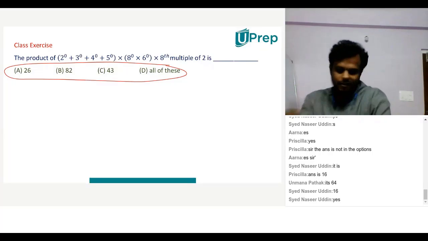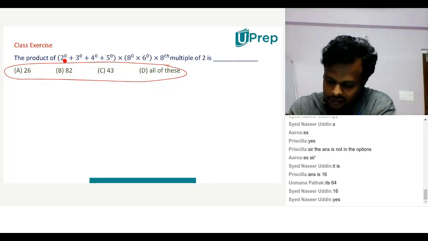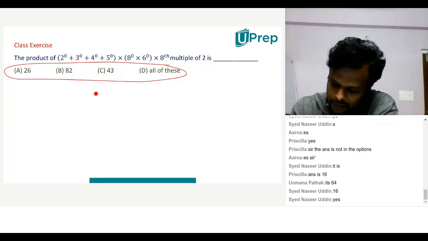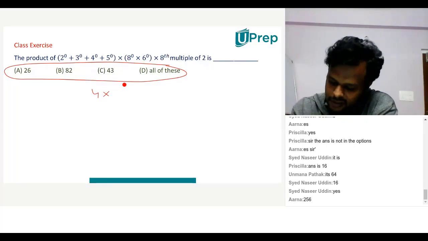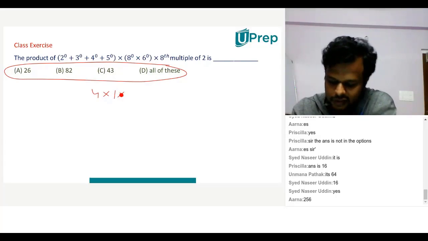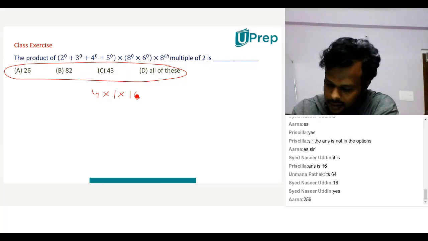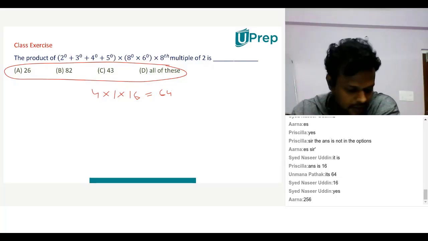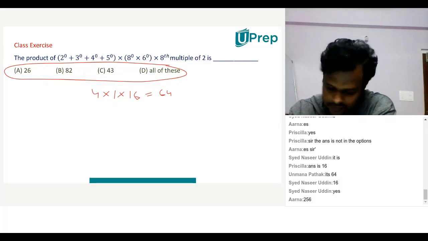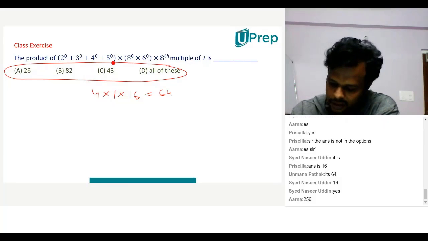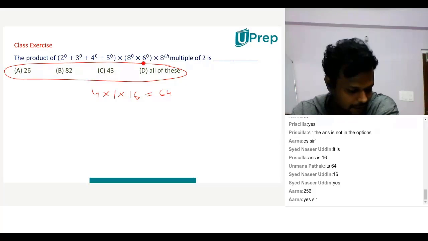So children, let us see here. Children, this is 1 plus 1 plus 1 plus 1. So this is 4 into 8 power 0 is 1, 6 power 0 is 1. So that is 1 into 8th multiple of 2 is 16. Children, the answer is 64. Children, the answer is 64 here. See, there's a product. Product means multiplication. Okay. Children, moving on.